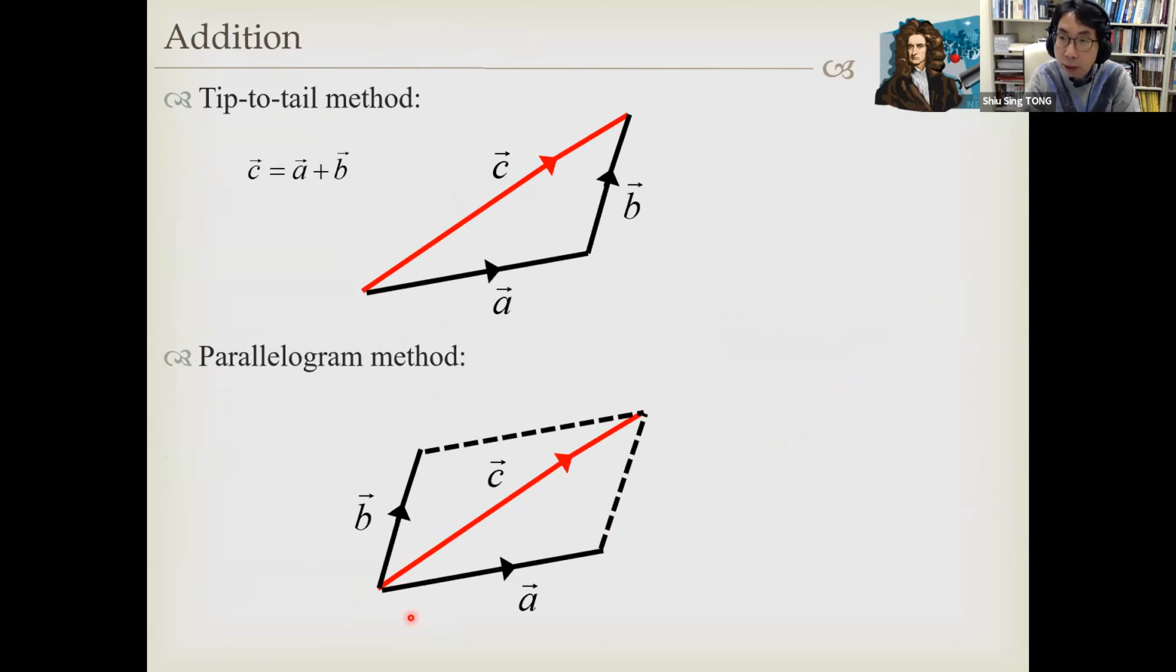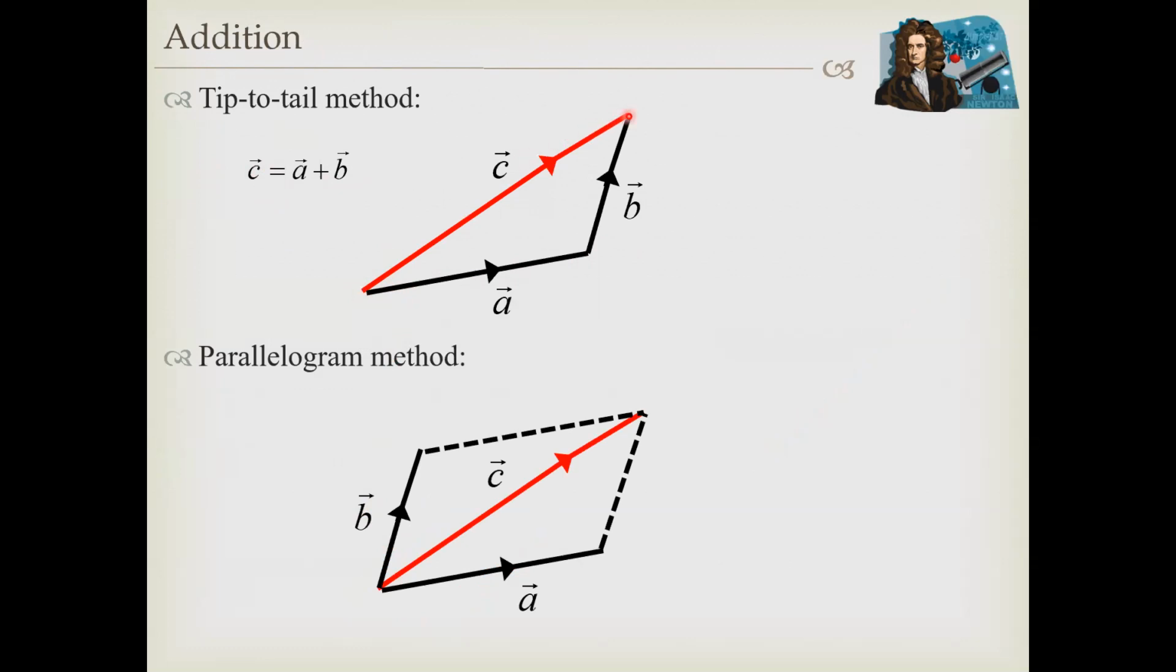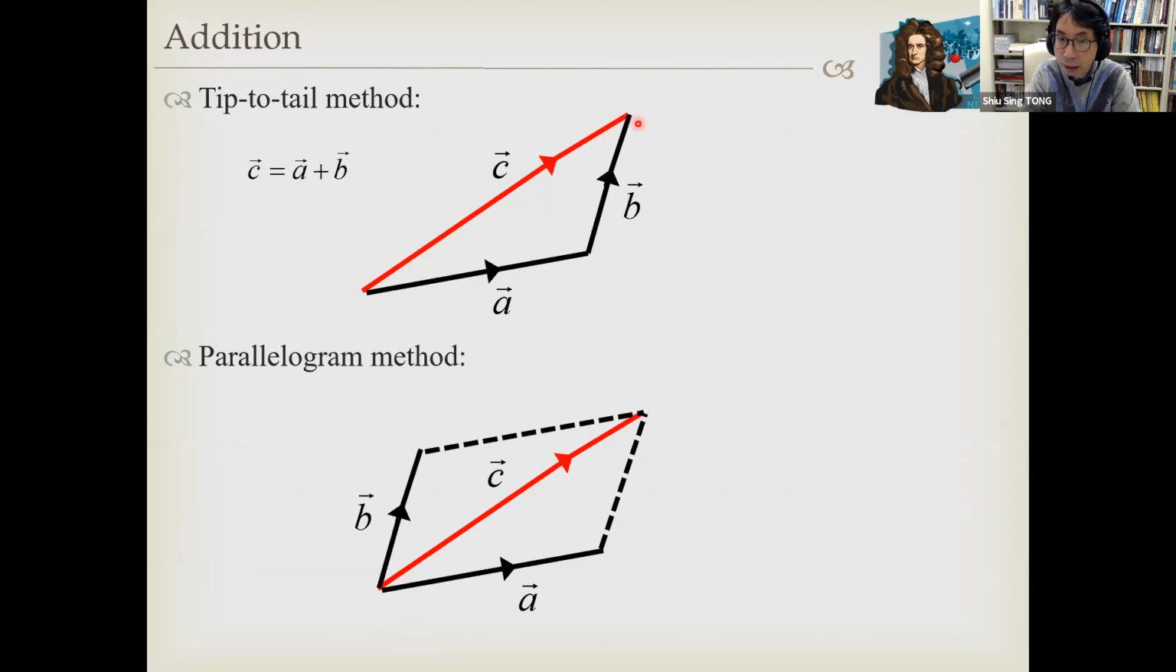Now we add two vectors by the tip-to-tail method. Each vector has a tip and a tail. So if I am given two vectors, I connect the tail of one vector with the tip of the other. And then the resultant, or the addition result of those two vectors, goes from the tail of the first vector to the tip of the second vector. So this is the resultant vector C.